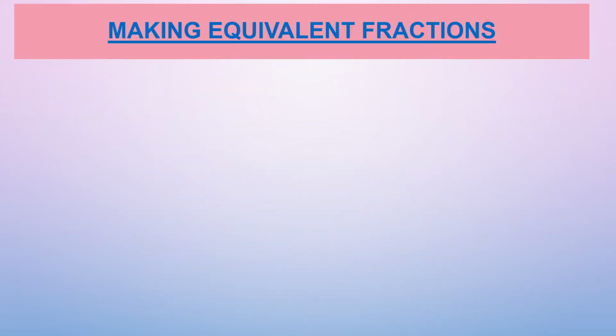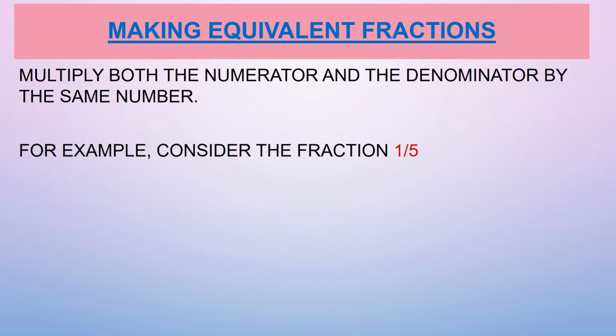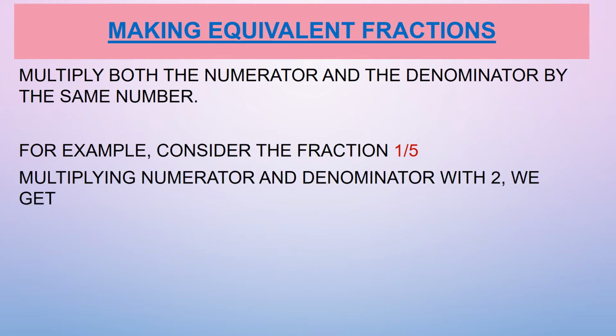Next topic is making equivalent fractions. In order to make equivalent fractions, we have to multiply both the numerator and the denominator by the same number. For example, consider the fraction 1 upon 5. Multiplying numerator and denominator with 2, we get 1 into 2 is 2, 5 into 2 is 10. So 1 upon 5 is equal to 2 upon 10.